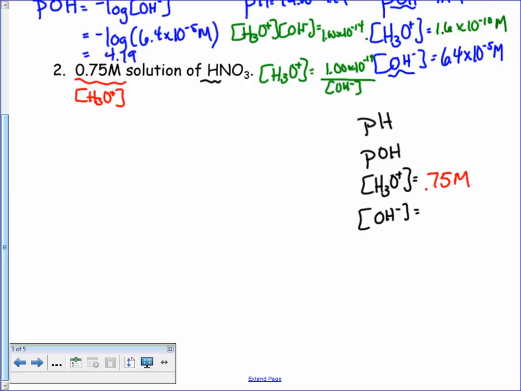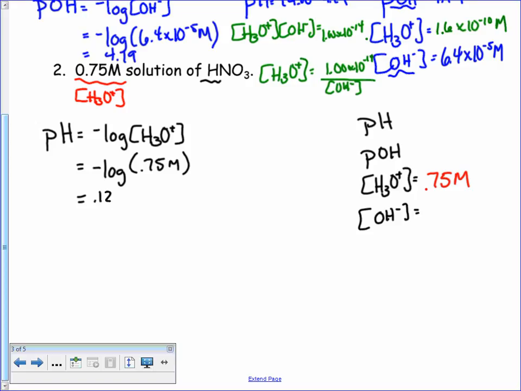I'm just going to plug that in over here. And from that, we will calculate pH. pH equals the opposite of the logarithm of hydronium concentration. So in this case, pH equals the opposite of the logarithm of 0.75 molar. Again, in your calculator, you'll just put negative log 0.75, and you get a pH of 0.12.